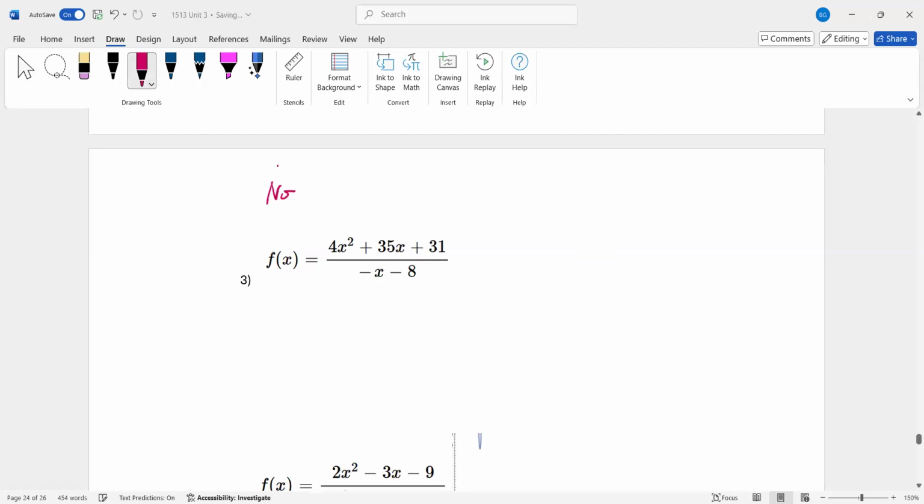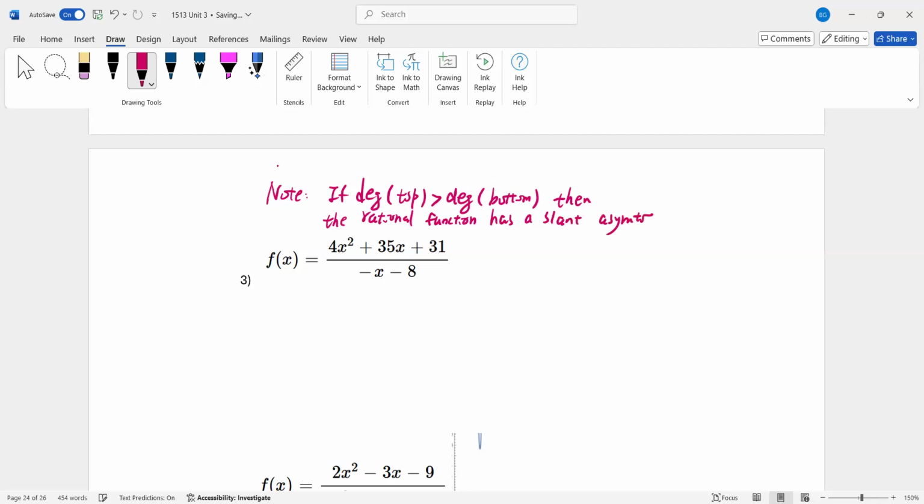And you can note if the degree of the numerator is bigger than the degree of the denominator, then the rational function has a slant asymptote. This one is the case. We'll still consider the vertical asymptote. The vertical asymptote is x equals -8.